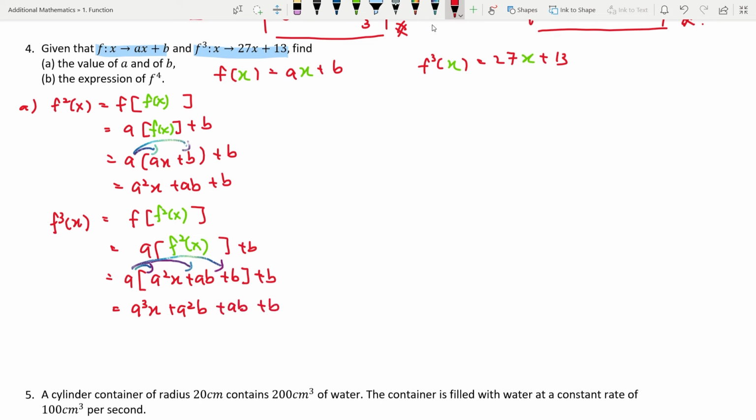We compare the expression we get with the given information. The terms containing x: as comparison, a³ is equal to 27. a will be the cube root of 27, which is 3.